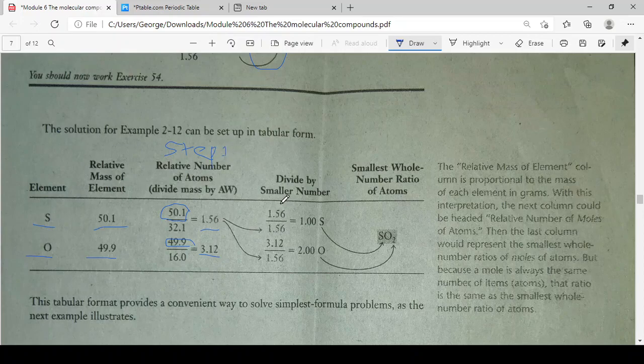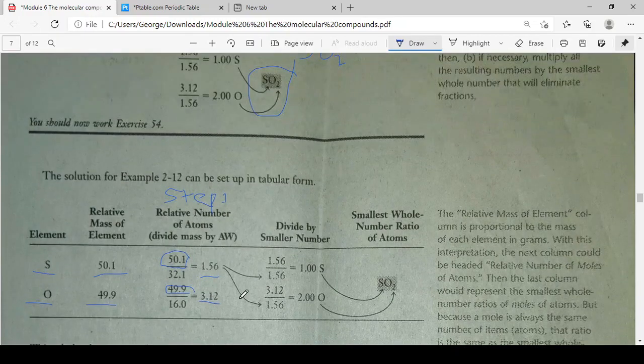Step 2, we divide them by the smallest. Who is the smallest, 1.56 or 3.12? Of course, it is 1.56. Whichever is the smallest is what we divide the others by, since it is the smallest in our fraction. Therefore, we have 1.56 divided by 1.56.